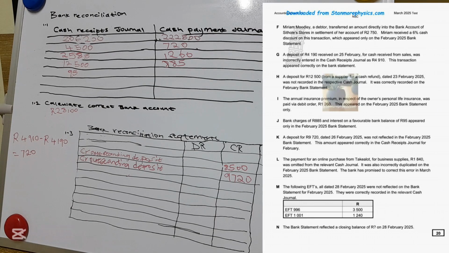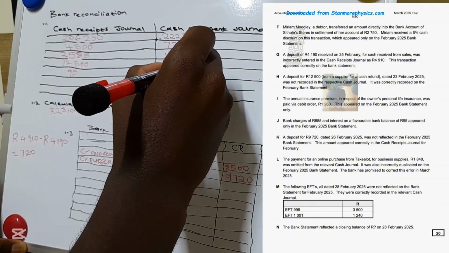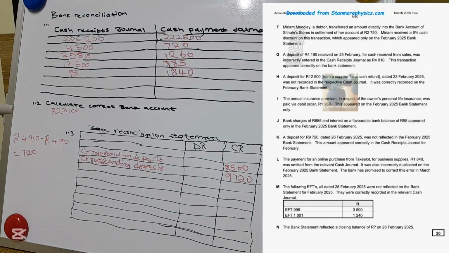The payment for an online purchase from Cheque for business supplies, 1,840, was omitted from the relevant cash journal. Before we continue, they are saying that this amount was omitted, meaning this 1,840 was omitted on the cash payment journal. So we are going to record this amount, 1,840.